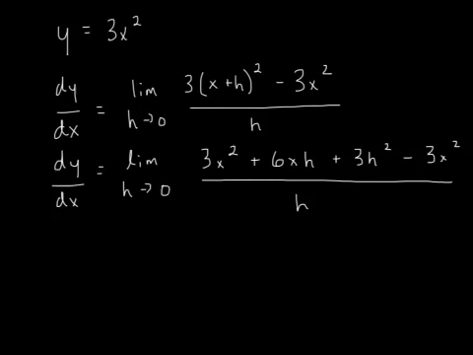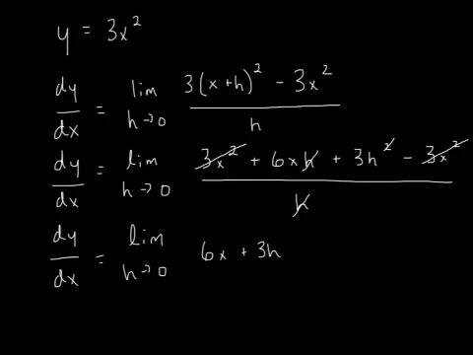So now that we've distributed everything out, we can see that this 3x squared and this 3x squared cancel each other out. And then we can see that all the terms left have h's. And so this h squared and that h cancel. So now what we're left with is that our derivative, dy over dx, equals the limit as h approaches 0 of 6x plus 3h. And of course, as that h approaches 0, that value just becomes 6x. So the derivative of 3x squared then is 6x.